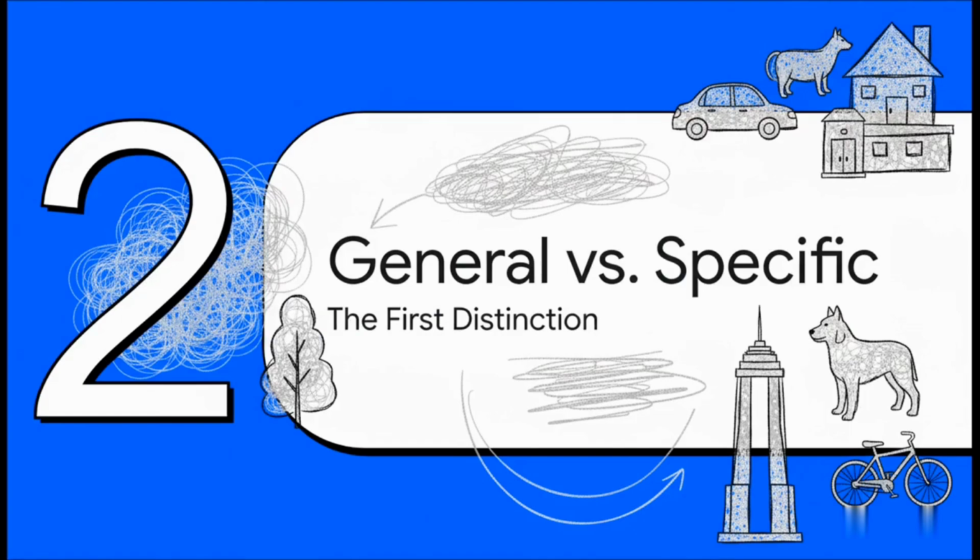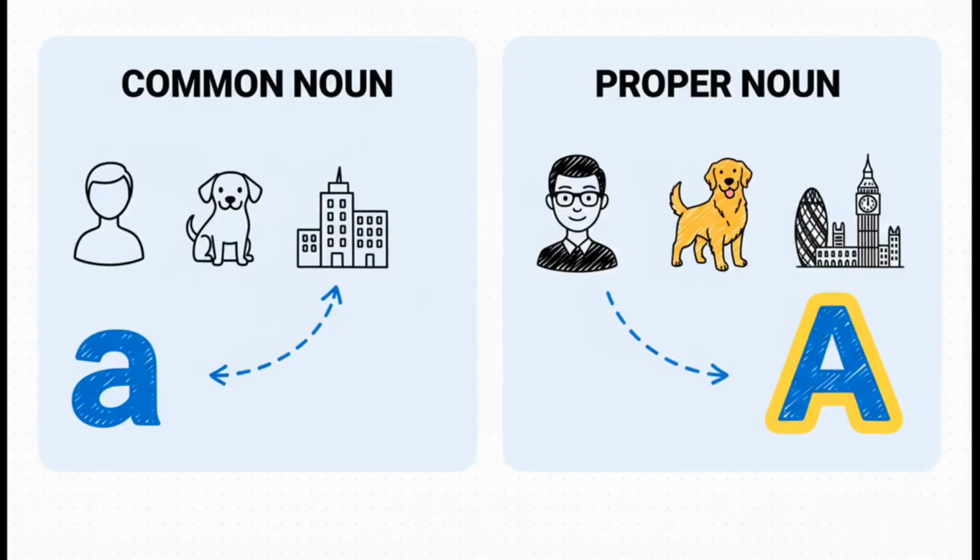Now, let's add our first layer of detail, because here's where it gets interesting. See, not all nouns are the same. Some are really broad and general, and others are incredibly specific. And this slide just lays it out perfectly. Over on one side, you have your common nouns. These are your everyday generic labels for things: teacher, dog, city. But then on the other side, you've got proper nouns, which give a specific name to one of those things.